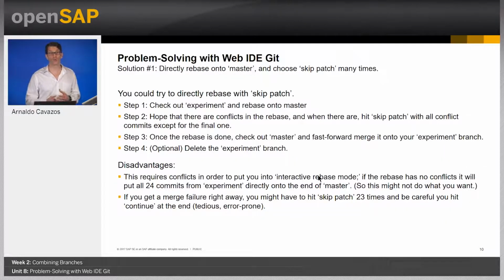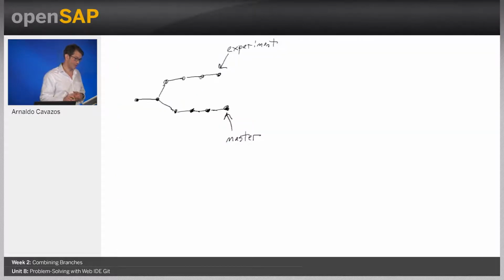First, you could rebase directly from the experiment branch to the master branch. If you have conflicts on all 24 commits, you could hit skip patch 23 times and then perform the conflict resolution in one final step. Let's go and draw this out.